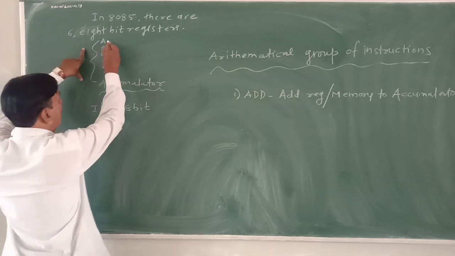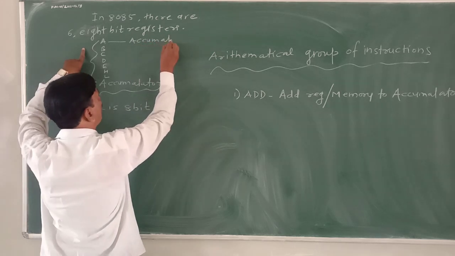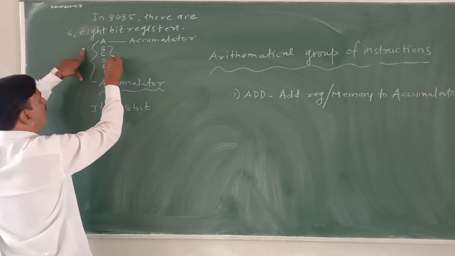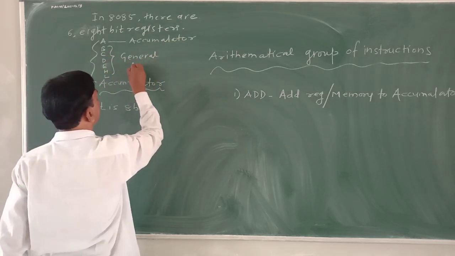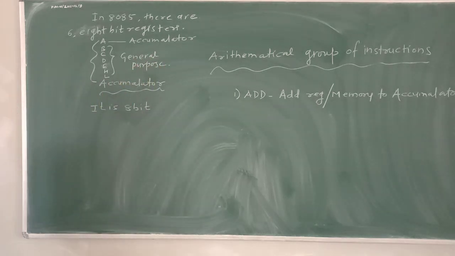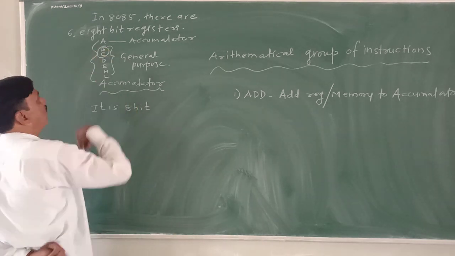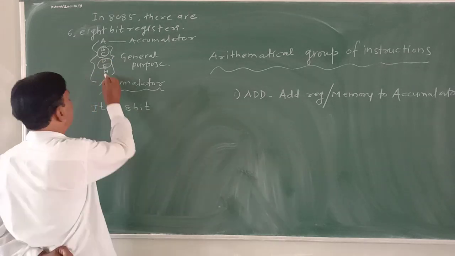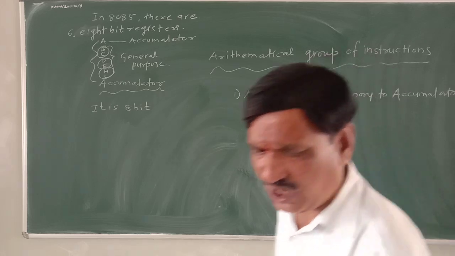Among them, A is called the accumulator. Why is A called the accumulator? What is the function of the accumulator? The remaining registers are called general purpose registers. Among these, B and C can form a pair, D and E can form a pair, and H and L can form a pair to store 16-bit data.